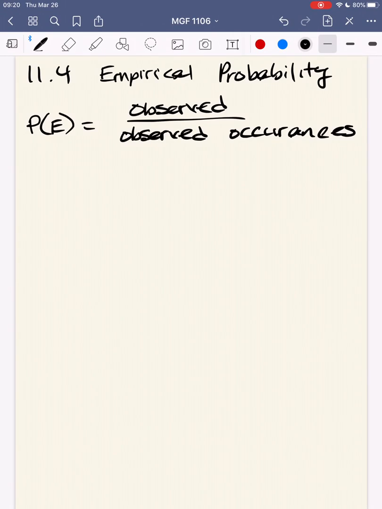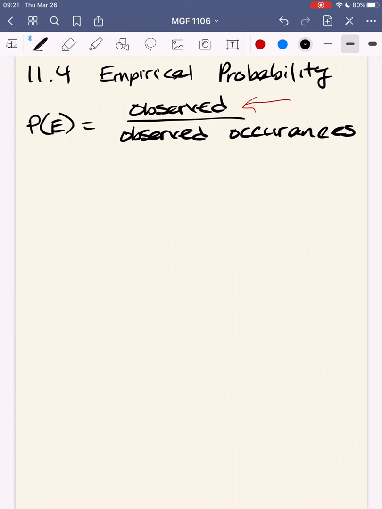Okay, so to go ahead and wrap up 11.4, we're going to talk about empirical probability. Empirical probability works pretty much the same as theoretical probability, except we are actually observing these. These are things that we actually are seeing for ourselves. So not everything has an equal chance. That doesn't always occur. You could take a coin and flip it 3 times, or 4 times, or 5 times, and you might not always get the same number of heads and the same number of tails. So this is strictly observed occurrences.